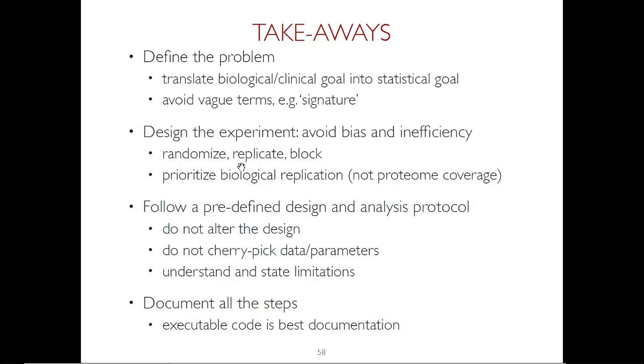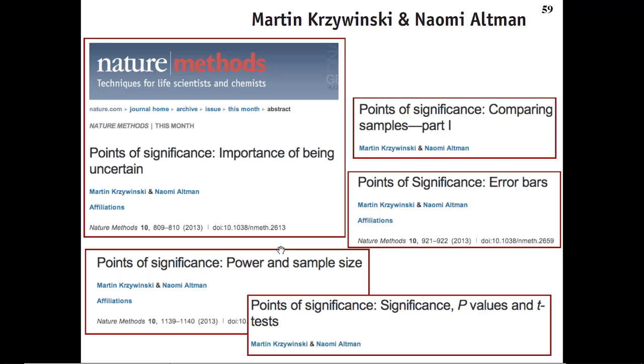Experimental design: randomize, replicate, block, prioritize biological replication, and define analysis and protocol. So we will talk about this next. So do not cherry pick analysis steps, and understand the stated limitations. This is the part that we will focus on for the second half. Okay, and this was the last thing. These are the Points of Significance vignettes. There are a lot more than here now, so this is really good reading potential.